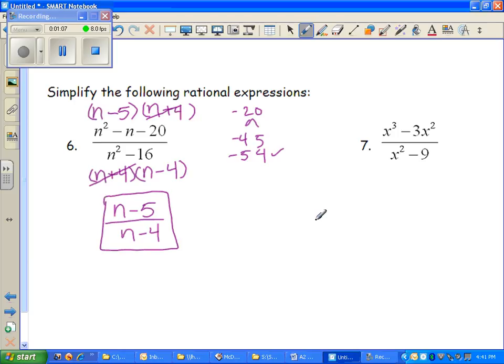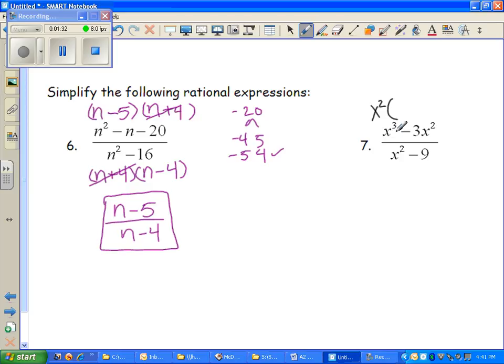Number 7 is worked pretty much the same way. I'm going to factor on the top. Now, it's not the normal kind of factoring. I noticed that both of these have x's in them, so I'm going to take the maximum amount out that I can. And when you're factoring out, it's always the lower exponent that you will take out. You cannot take more than they have here. So I'm going to factor out x squared. That means I'm going to divide it out of each piece.